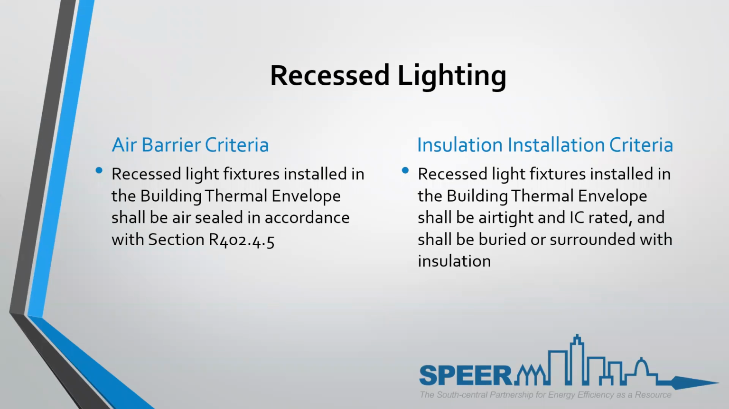Goes without saying, really, but recessed can lights, all of it has caught up with manufacturers. It's still in the code book to say recessed lighting fixtures installed in the building thermal envelope shall be air sealed in accordance to section 402.4.1. And then installation of that is recessed light fixtures installed in the building thermal envelope shall be airtight and IC rated, which means insulation contact, and shall be buried or surrounded with insulation. We saw that picture earlier of the insulation just bowing over the top of it. It should surround the light and go over the top.